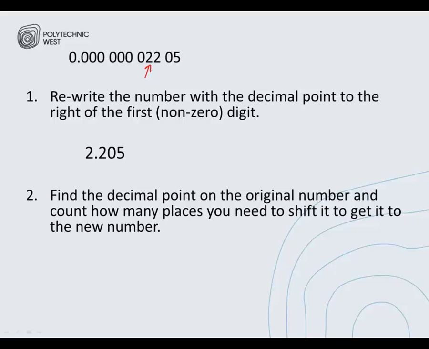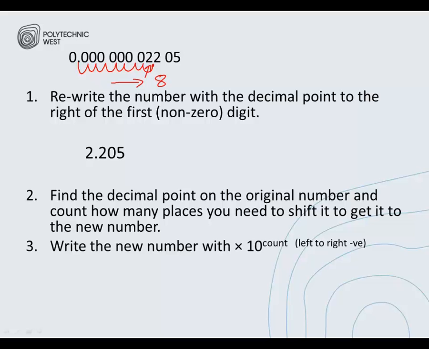So there's the decimal place. We go 1, 2, 3, 4, 5, 6, 7, 8. And we went that way by 8. So we now write times 10 to the power of how many we shifted it, which was 8. Now we went left to right, so it's negative: 2.205 times 10 to the power of minus 8. Once again, easier to write.